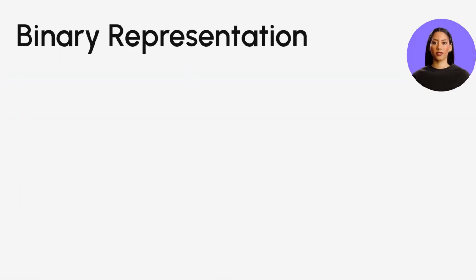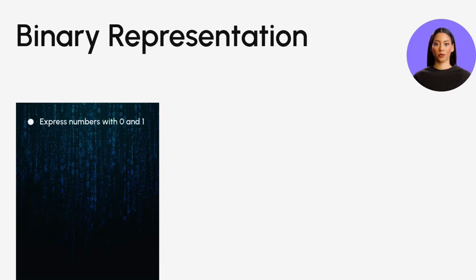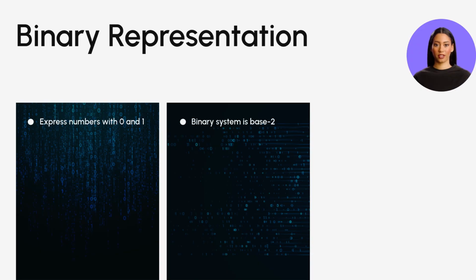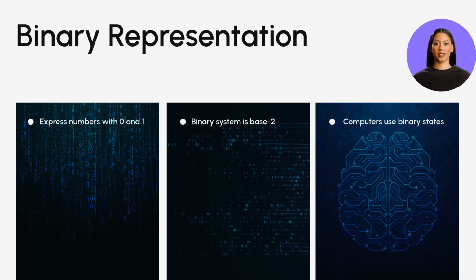Binary representation refers to expressing numbers, data, or instructions using only 2 digits, 0 and 1. This system is known as the binary number system or base 2, where each digit is called a bit. The binary system uses powers of 2, and binary numbers are positional, meaning the value of each bit depends on its position. Digital computers use binary because electronic circuits have 2 stable states, on and off. All data in computers is ultimately stored and processed in binary.